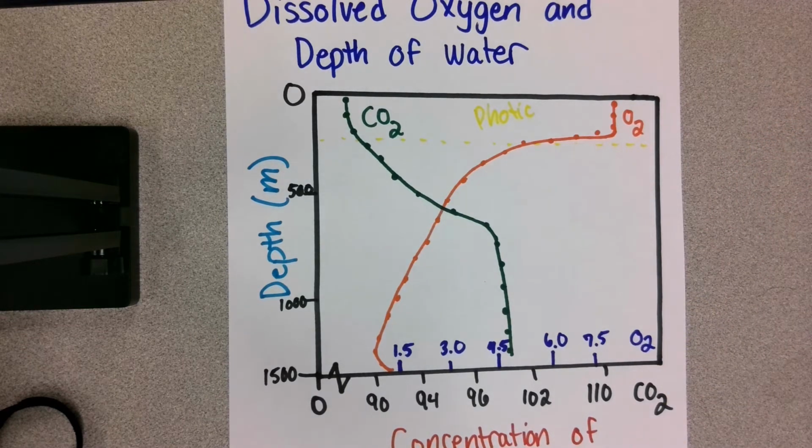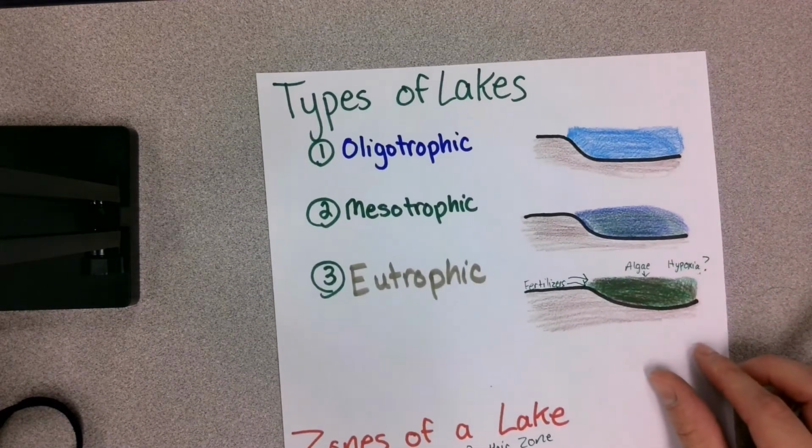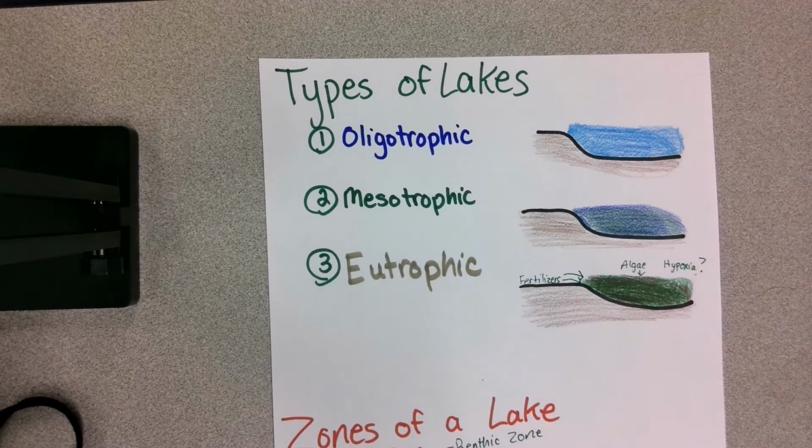All right, so let's talk about the next topic that I wanted to talk about, which is the 3 different types of lakes. So we've talked about the lentic systems, and we talked about there are different types of lakes. There are basically 3 different types of lakes: oligotrophic, mesotrophic, and then eutrophic. All right, so the first one is oligotrophic, and these are usually the youngest.